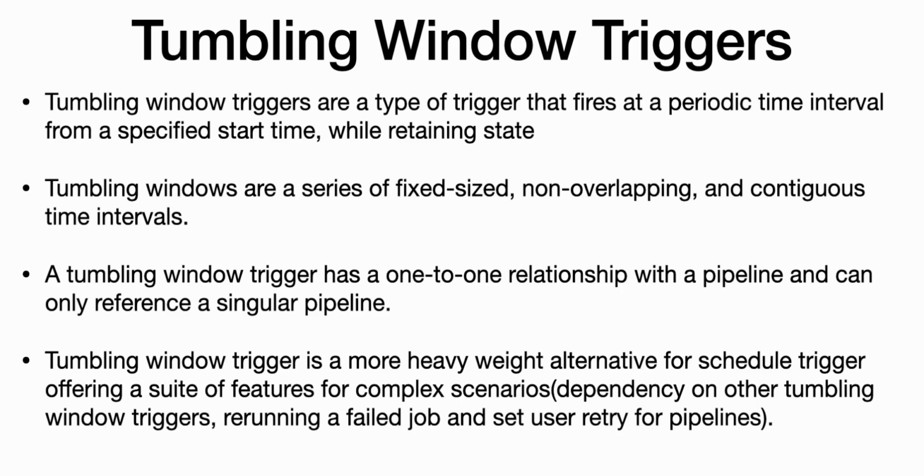Tumbling window has a one-to-one relationship with a pipeline and can only be referenced with a singular pipeline. So you can just refer to a single pipeline. It's not like the scheduled trigger, where you can have a many-to-many relationship. Tumbling window trigger is a more heavyweight alternative to scheduled trigger. It offers a lot of features specially dedicated to complicated scenarios, like creating dependencies, rerunning if the pipeline is failing, and also giving users the ability to automatically retry the data factory pipelines.